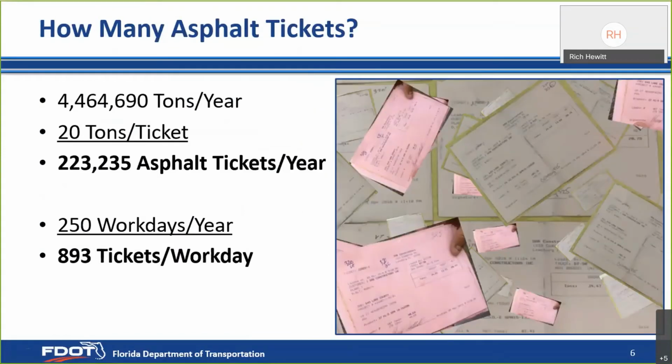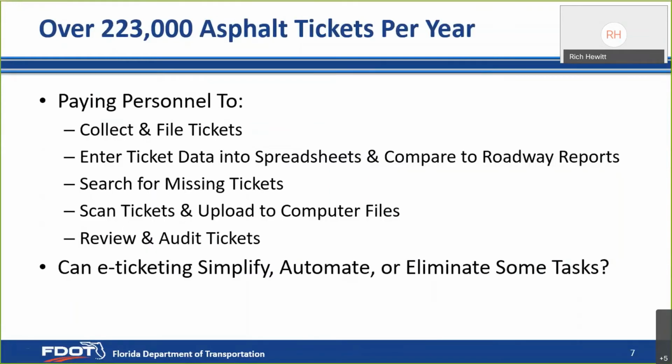4.4 million tons a year, and 20 tons per truck ticket. That's almost 250,000 asphalt tickets every year that we generate. Over a period of 240 work days a year, that's almost 900 tickets every day that we're generating. That means we have to collect and file those tickets, enter the ticket data into spreadsheets and compare it to another spreadsheet. That's the roadway report.